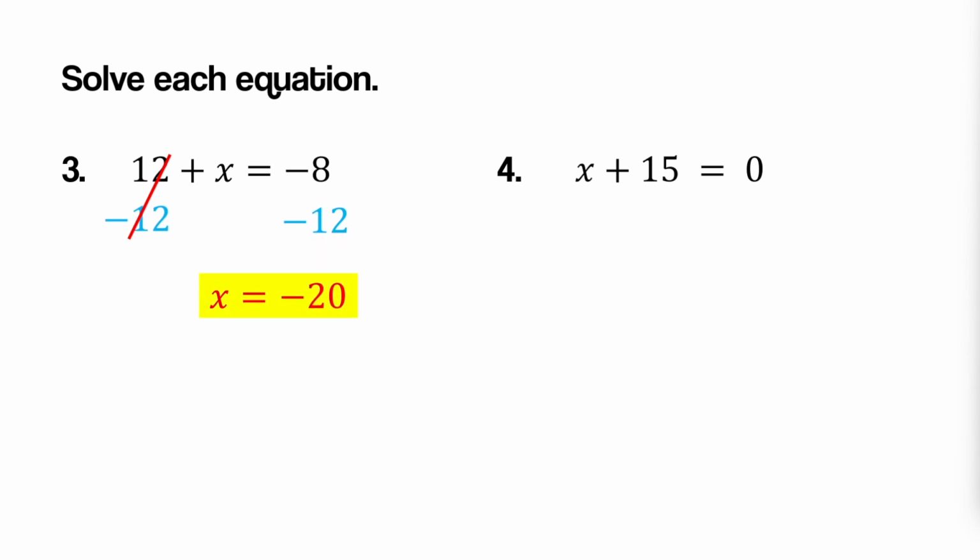Next, x is added by 15, so subtract 15 from both sides. We get x equals negative 15. When you plug it back in, negative 15 plus 15 does give us 0 because they are opposites.